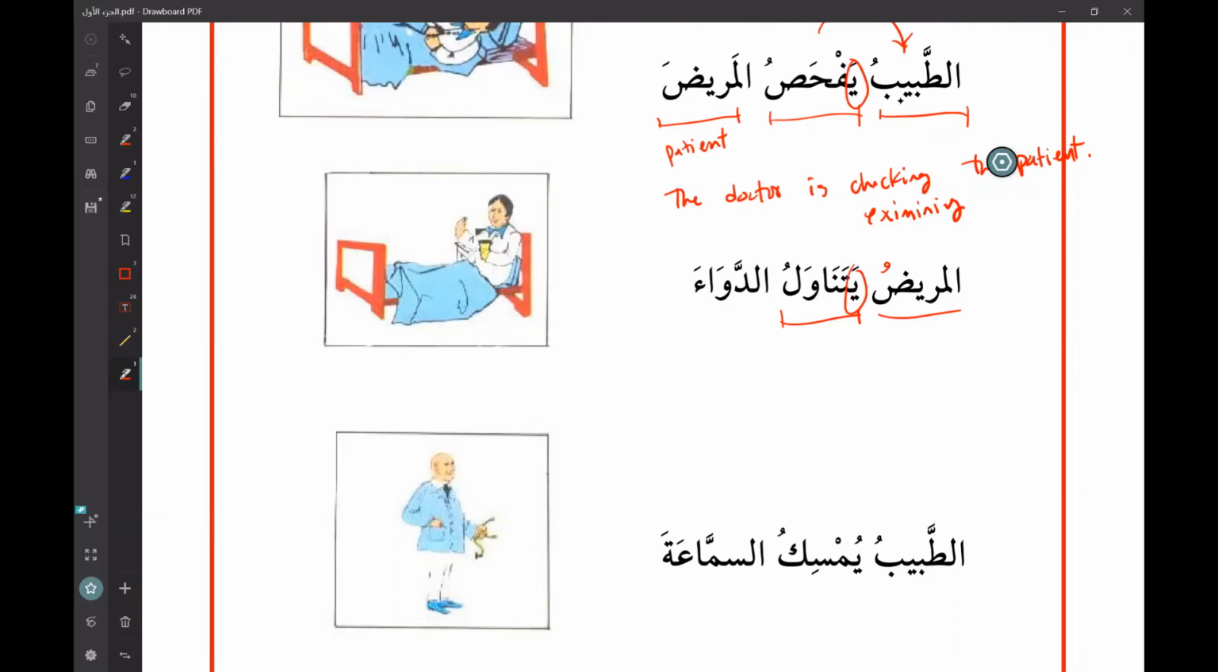So it means to... يتناول has many different meanings, right? So the meaning we get from the context here is to take. You know, you take something. Okay. So al-maridu yatanawalu al-dawa. We know the dawa is medicine. So he's saying the patient is taking the medicine. Okay, so it's in the present tense. The patient is taking the medicine.